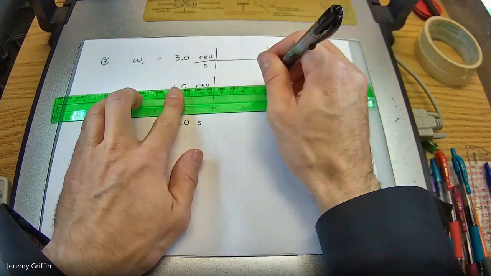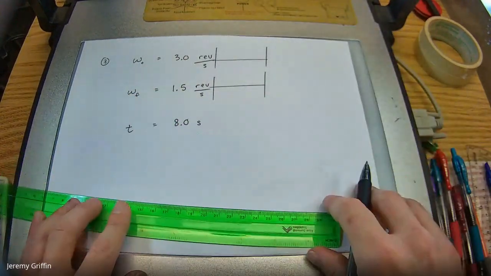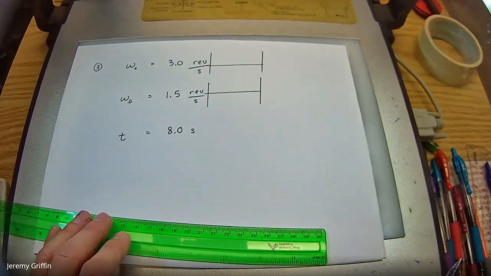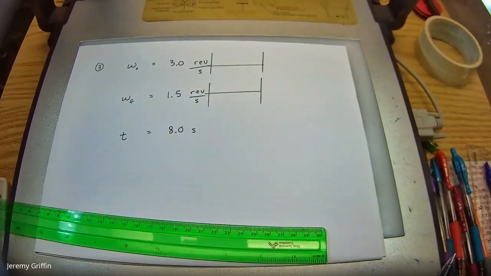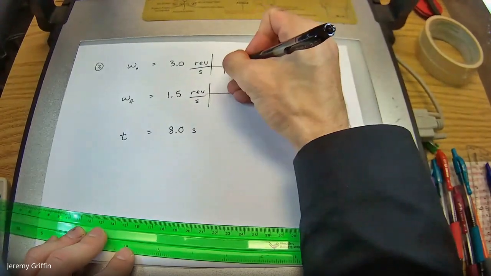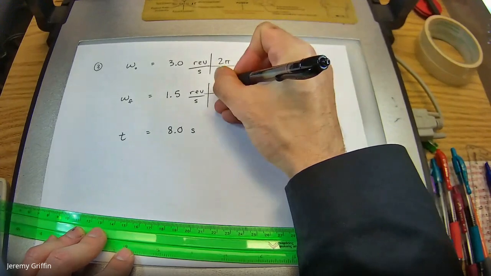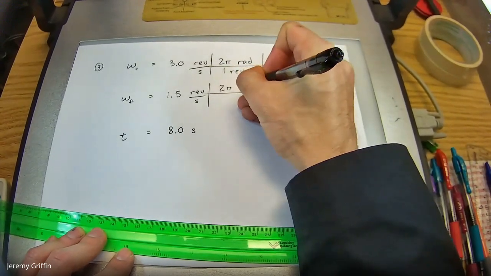So I don't want revolutions, I want radians. Do you guys remember how many radians are equivalent to one revolution? 2 pi. 2 pi, exactly. One revolution is exactly 2 pi radians. Do that for both of these, 2 pi radians and one revolution.